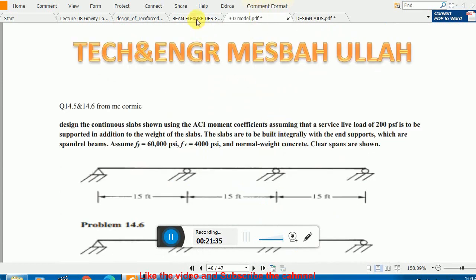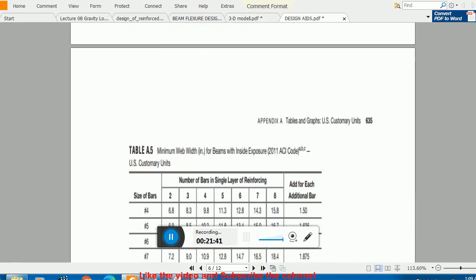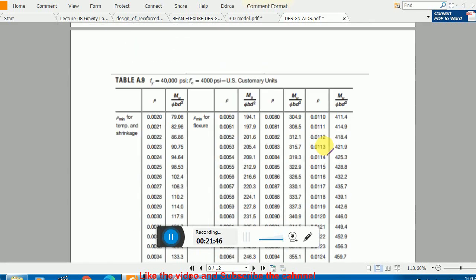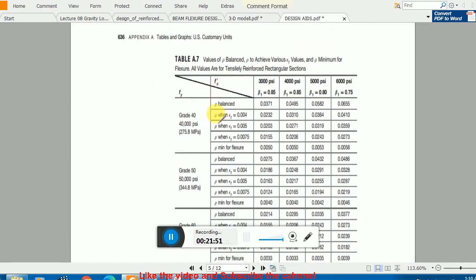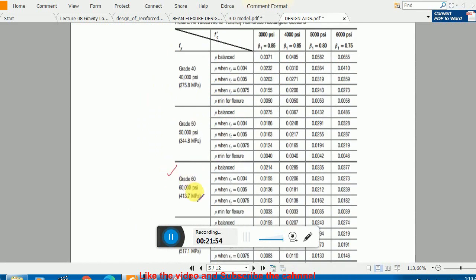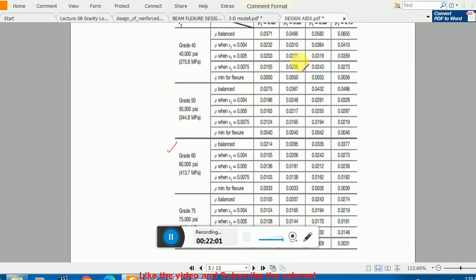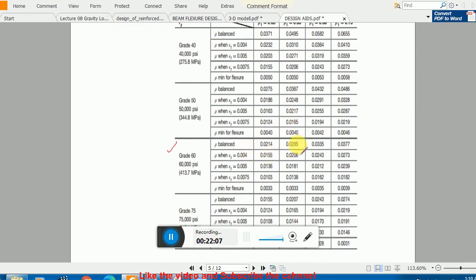Now from table A7, let me show you here. This is very important. How can you read the rho minimum value and rho maximum value? This is table A7. Here we have grade 60, and see this value is rho balance. Here we have this case, 4000 psi. So this value is my balanced steel ratio, and this is my maximum.